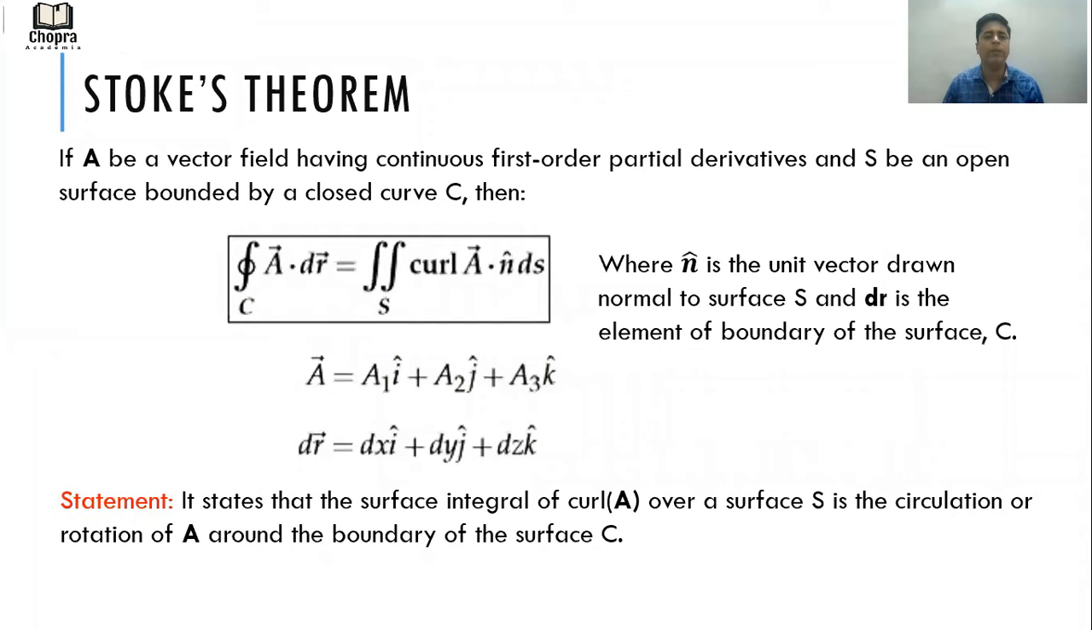The next very important theorem is called the Stokes theorem. If A is a vector field having continuous first order partial derivatives and S is an open surface bounded by a closed curve C, then the integral over C of A dot dr is equal to the surface integral of curl A dot n dS, where n is the unit vector drawn normal to the surface S and dr is the element of boundary of the curve C.